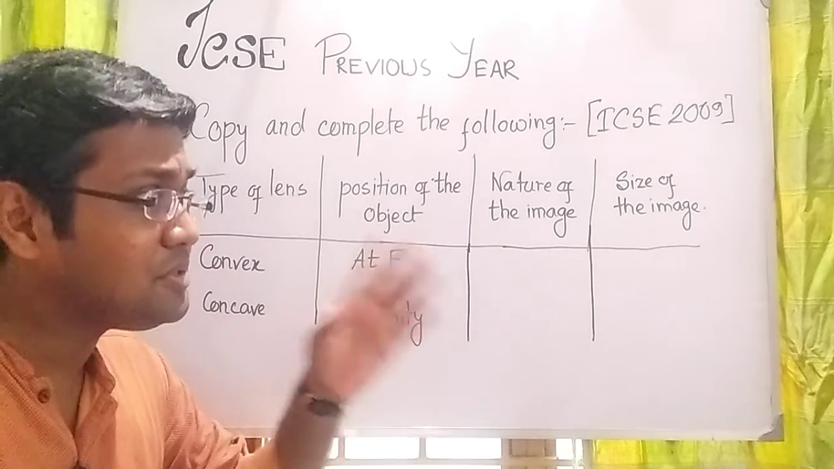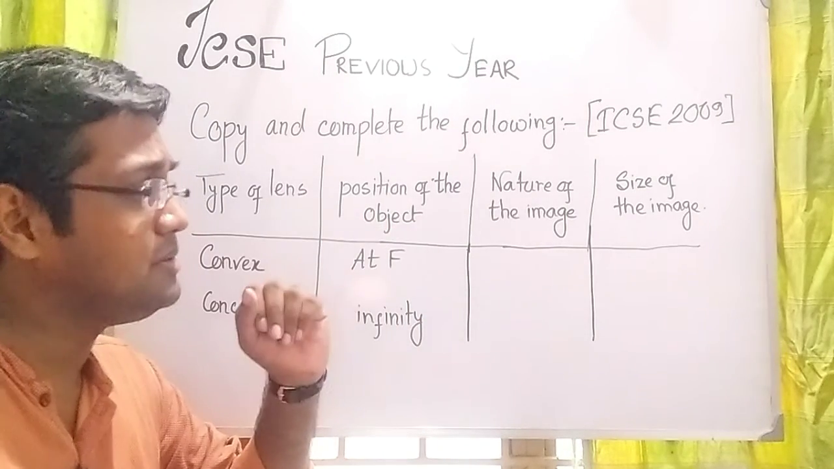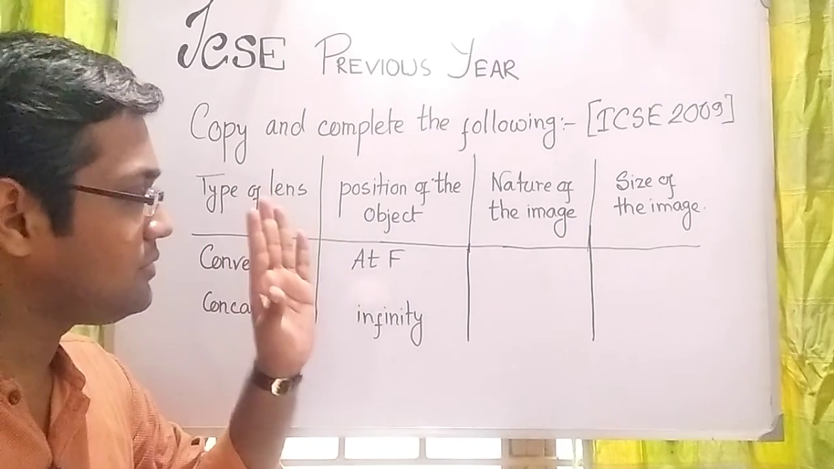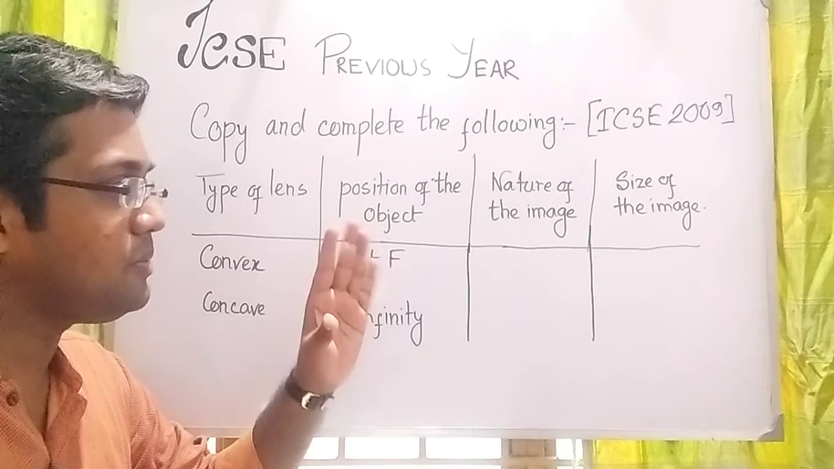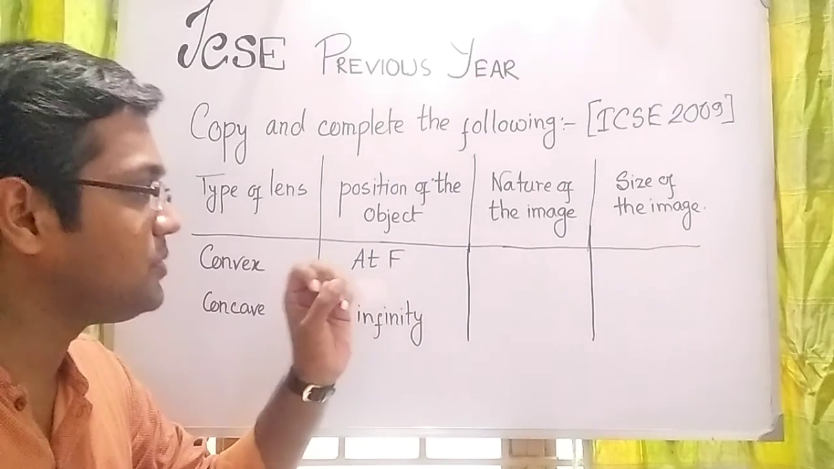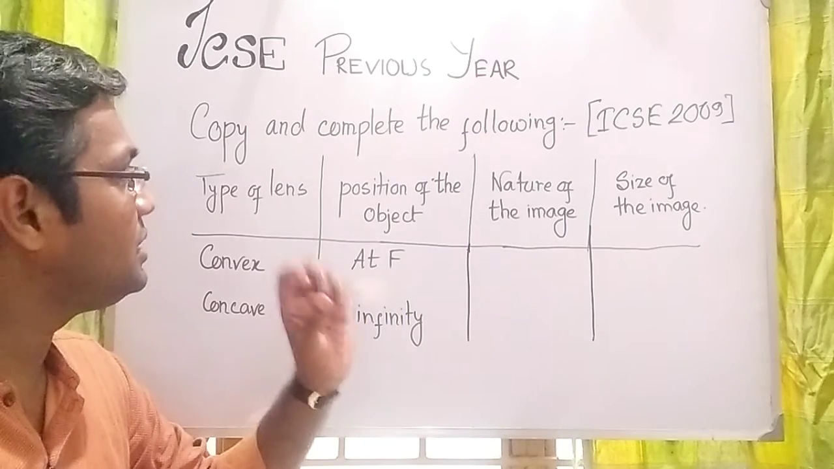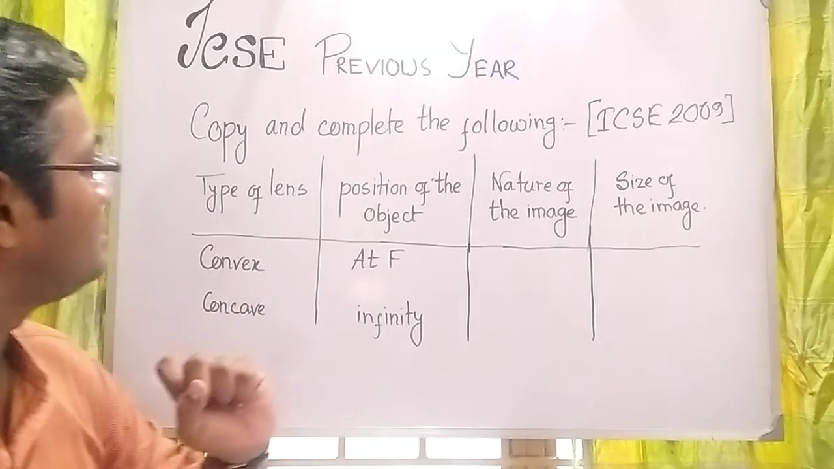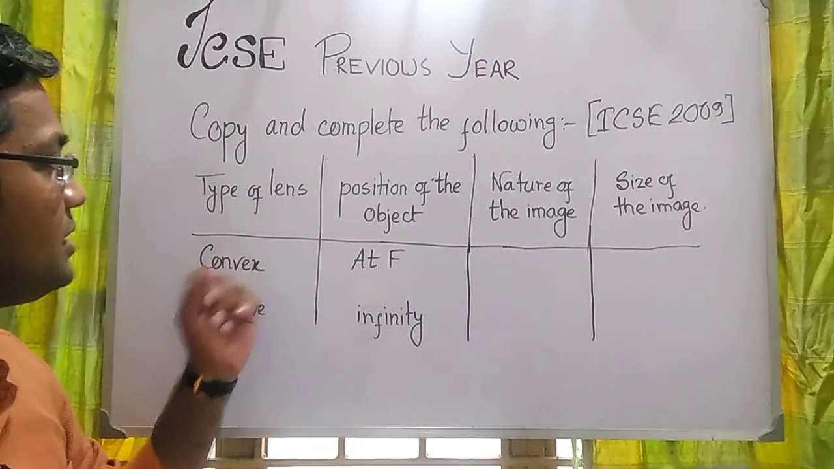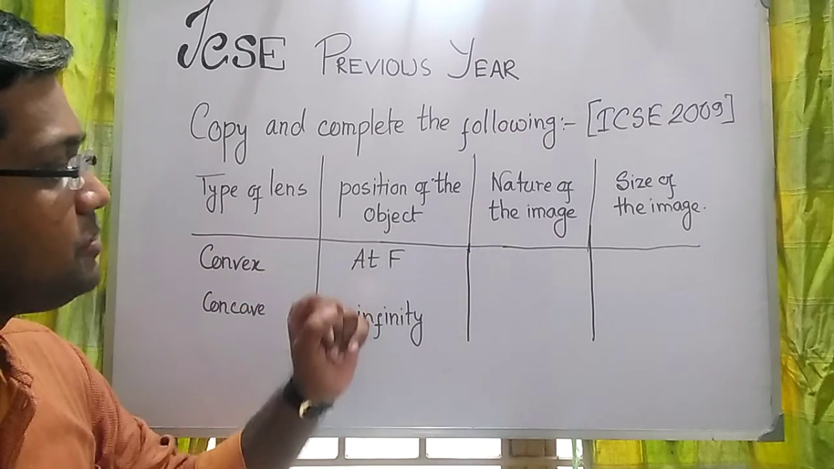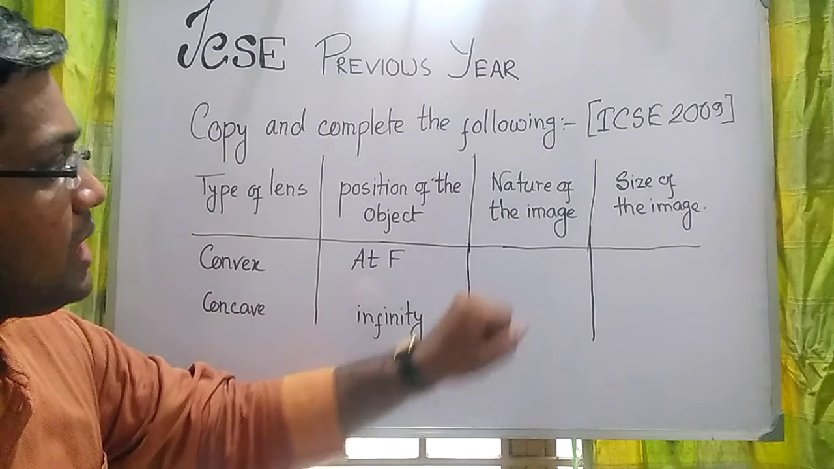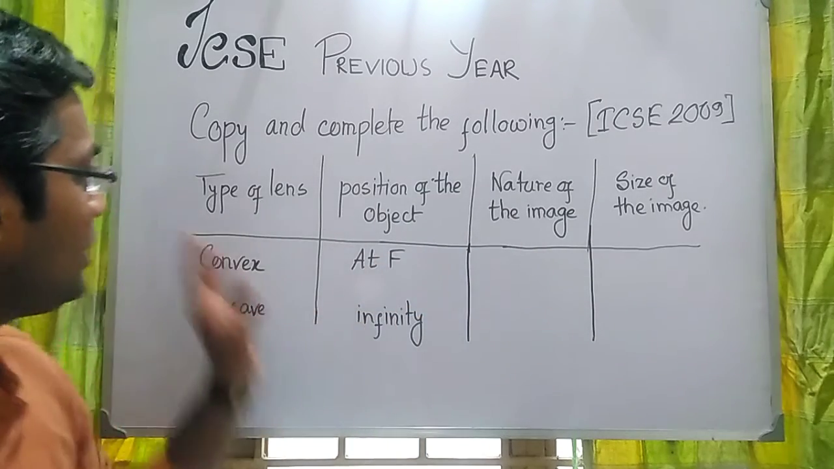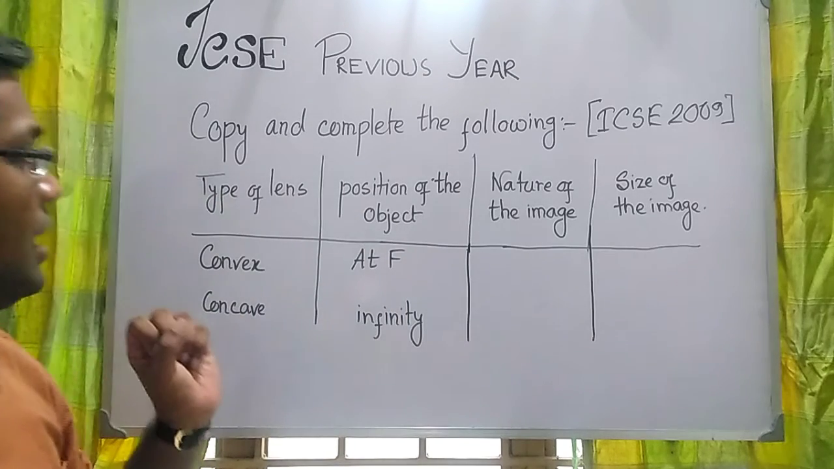Now you are taking a question from ICSE 2009. The optics question is asked, and it is surprising that no type of drawing images, this type of question is not asked, but they told that copy and complete the following. They give a table. Here it gives the type of the lens, position of the object, nature of the image, and the size of the image, 4 columns representing 4 attributes.